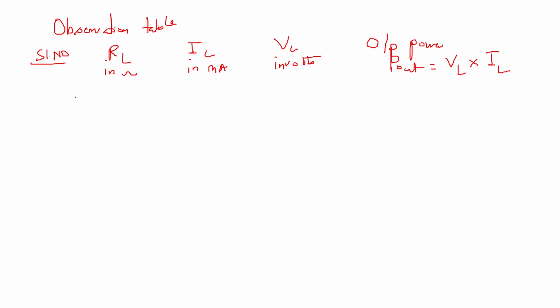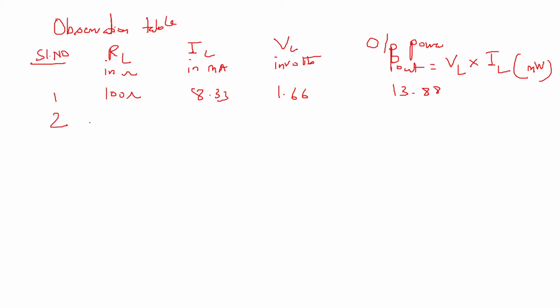Now if you start taking these readings, we can give an example. The first reading is when the load resistance is 100 ohms. We note down the current and voltage. Approximately the load current will be around 8.33, and the load voltage will be 1.66. If you multiply them, you will get power as 13.88 milliwatts. This is in milliwatts because the current is in milliamperes.